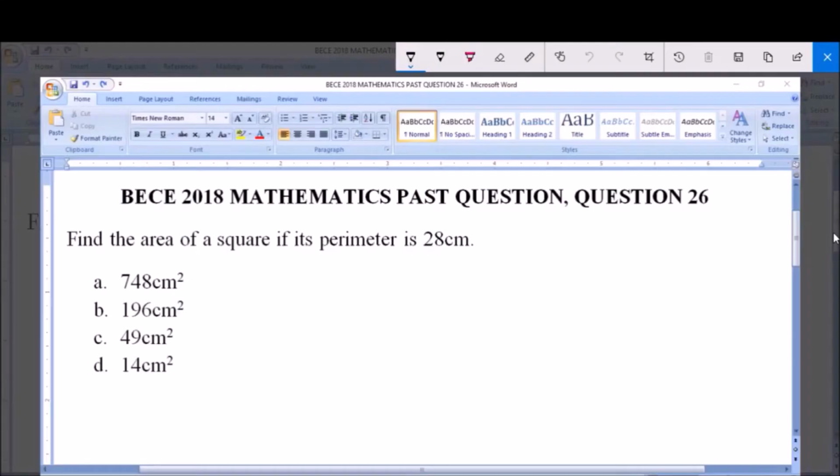Hello, good day, and welcome. Today we're going to be dealing with BECE 2018 Mathematics Past Question, question 26. Find the area of a square if its perimeter is 28.